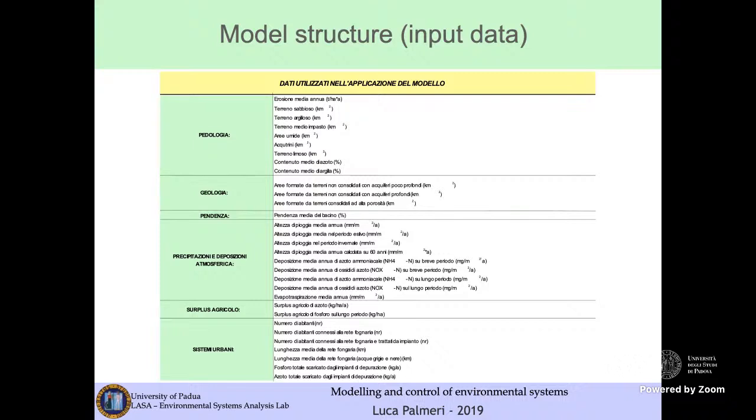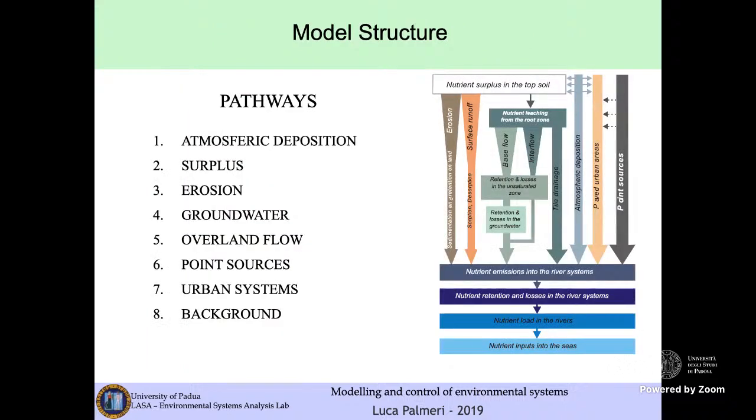In order to evaluate the anthropogenic impact, we have also to include information concerning human activities, like, for example, agriculture. And for this, we include a layer describing agricultural surplus. And we also have to include information concerning urban systems, in particular, the presence of wastewater treatment plants and the extension of separate or combined sewer systems.